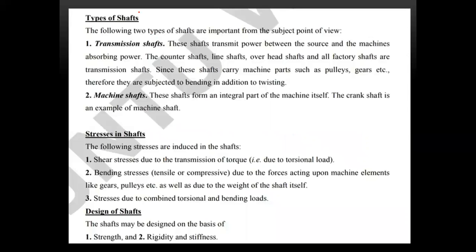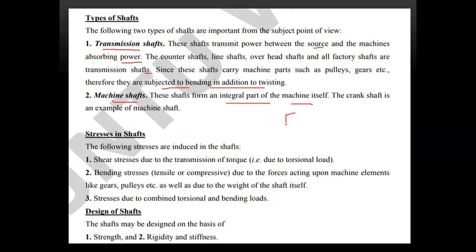Then coming to the types of shaft, we have two types of shaft. First one is the transmission shaft and the second is the machine shaft. What's the transmission shaft? This shaft transmits power between the source and the machines absorbing power. The counter shafts, line shafts, overhead shafts, all the factory shafts are transmission shafts. Since these shafts carry machine parts such as pulleys, gears, etc., they are subjected to bending in addition to twisting. Machine shafts, these shafts form an integral part of the machine itself.